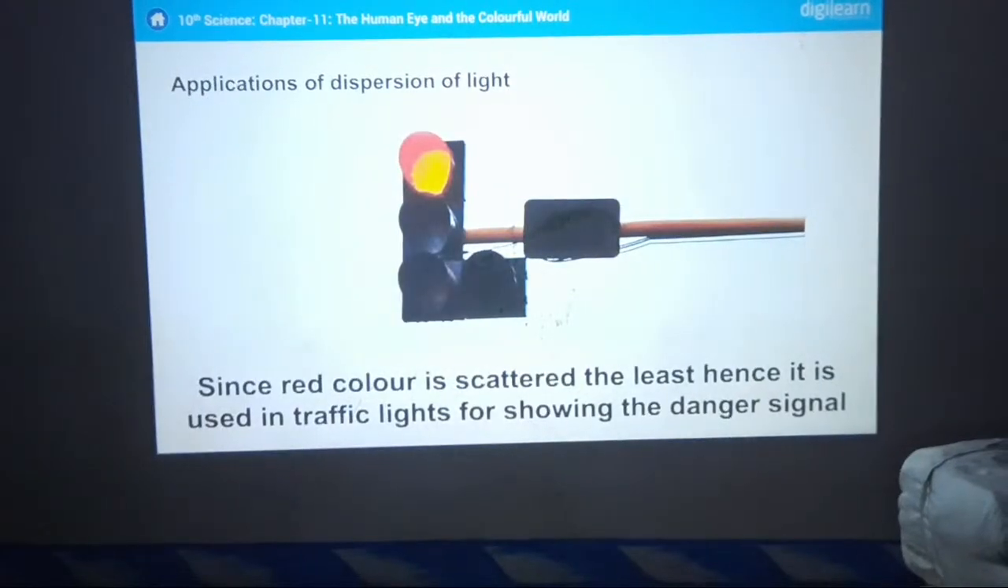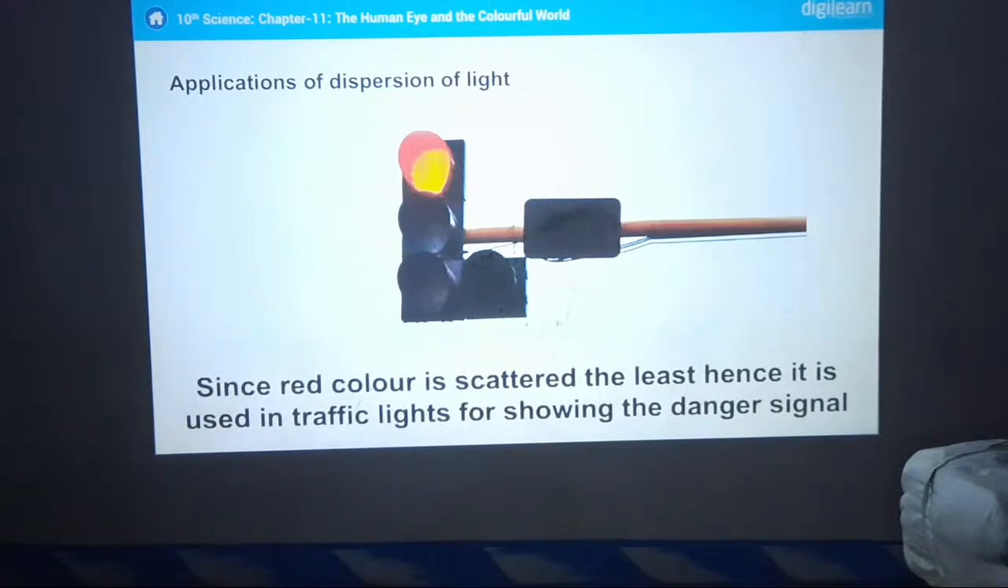Since red color is scattered the least, it is used in traffic lights for showing the danger signal. Water in deep seas appears blue because of this scattering of light.